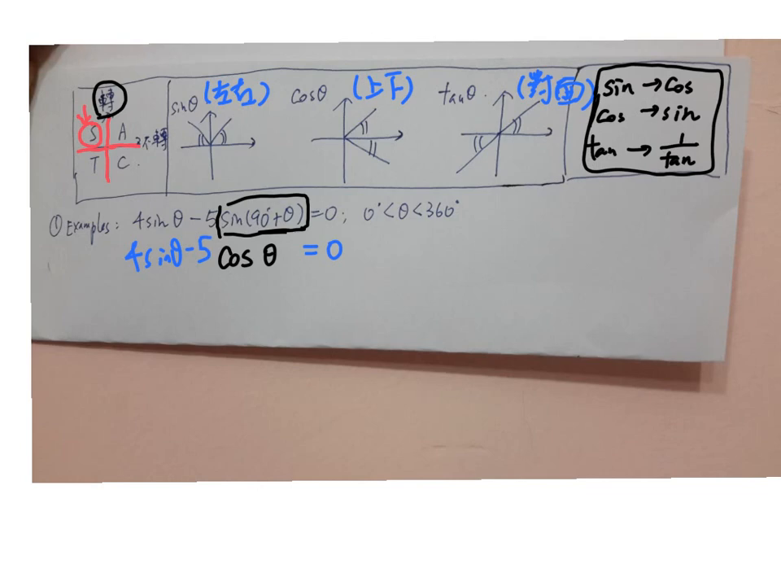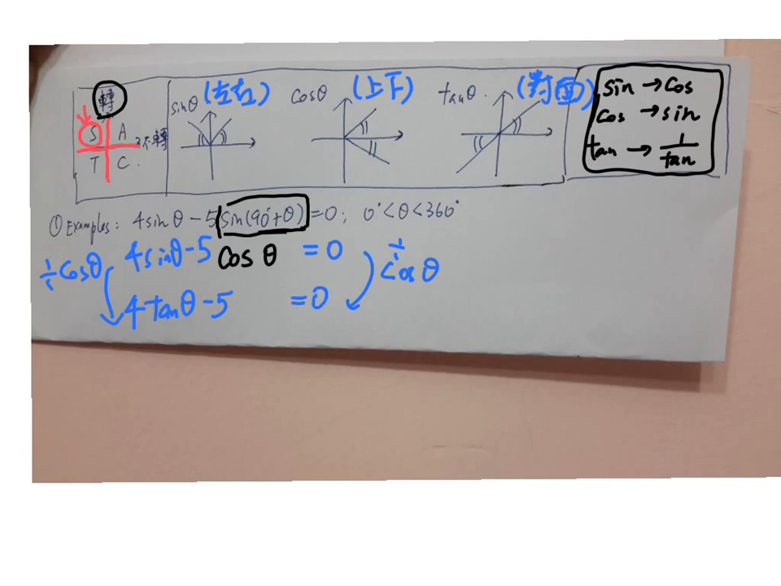And then a very useful skill is that you divide the whole equation by cosine theta. If you divide by cosine theta, sine theta over cosine theta would be tangent theta. You use the formula, and then cosine theta divided by cosine theta would cancel out, would be 1, so equals 0.